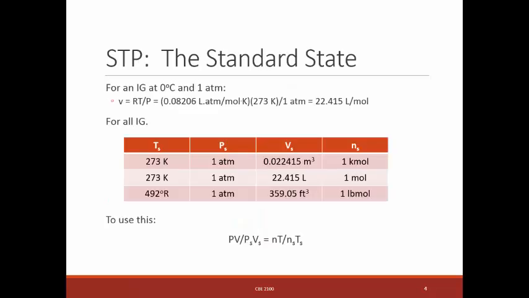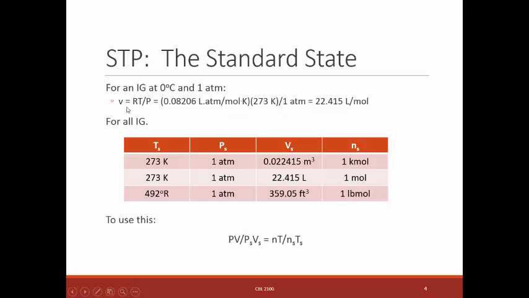So, the standard state, STP. In this textbook, we're going to use an ideal gas at 0 degrees C and 1 atmosphere as the standard. Now remember, 0 degrees C is 32 degrees Fahrenheit. And so the standard temperatures are 273 Kelvin and standard pressures are all 1 atmosphere.